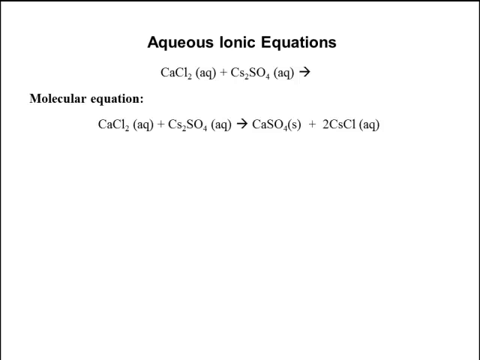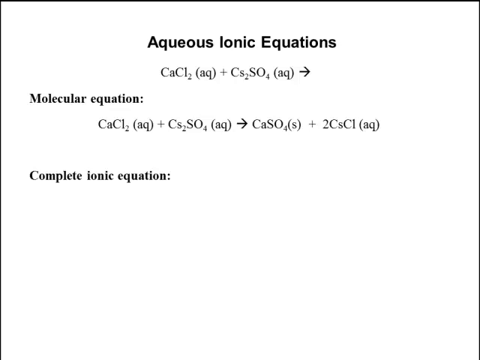Once I do all that, I end up with calcium sulfate and cesium chloride as my product formulas. Calcium sulfate, that's going to be a solid based upon those solubility rules. Cesium chloride is going to be aqueous based upon those solubility rules. And then I need to balance the overall equation. To do that, I need a 2 in front of the cesium chloride.